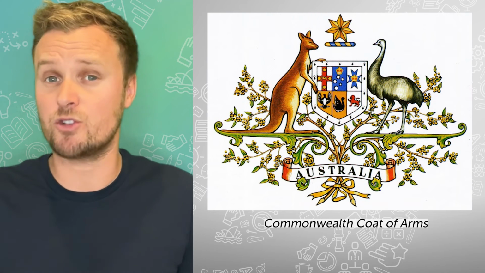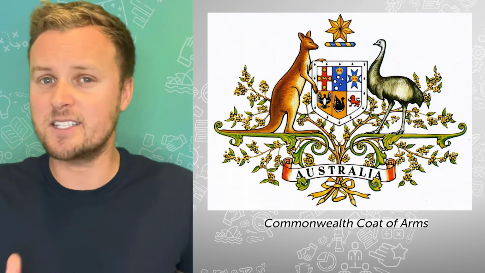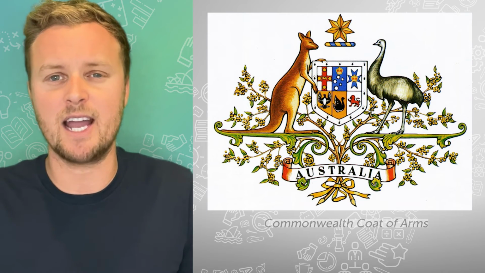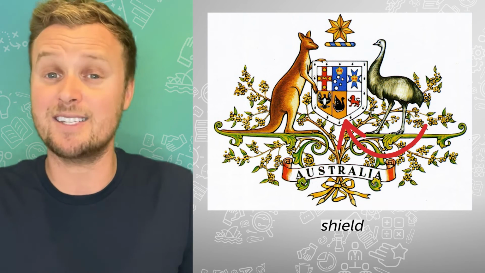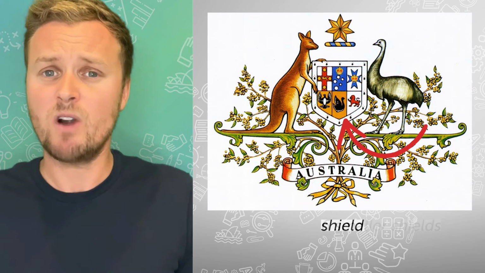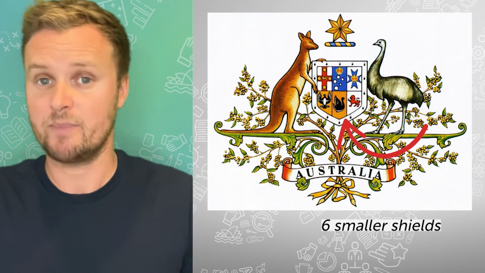Let's look at some other Australian symbols now. It's just 4 of them, so this is going to be really quick. First one is the Commonwealth Coat of Arms, which is like Australia's official logo. It's a symbol of our national unity and represents the authority of the government. In the middle of the shield, there are 6 smaller shields that represent each state and territory. Again, I know numbers don't quite add up, but that's what it is.